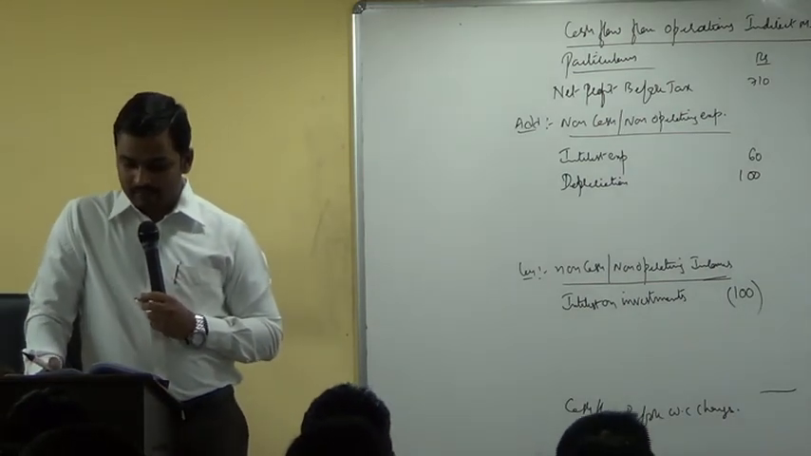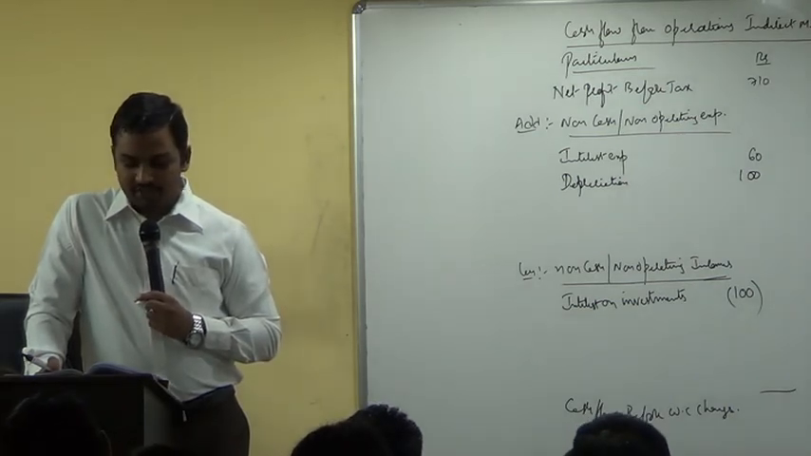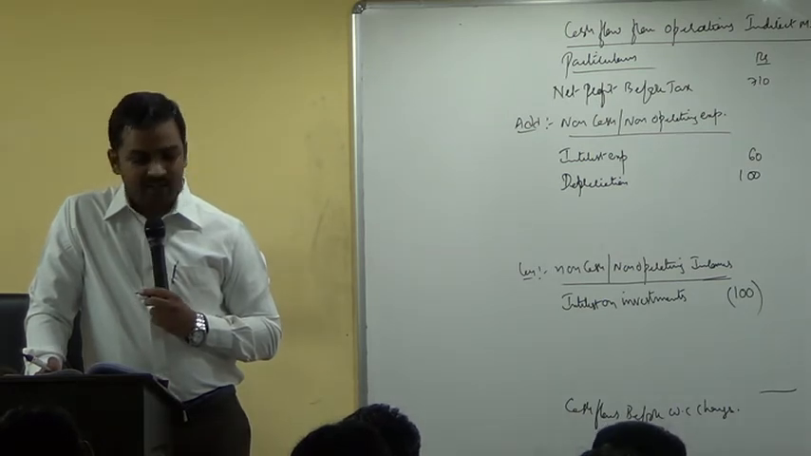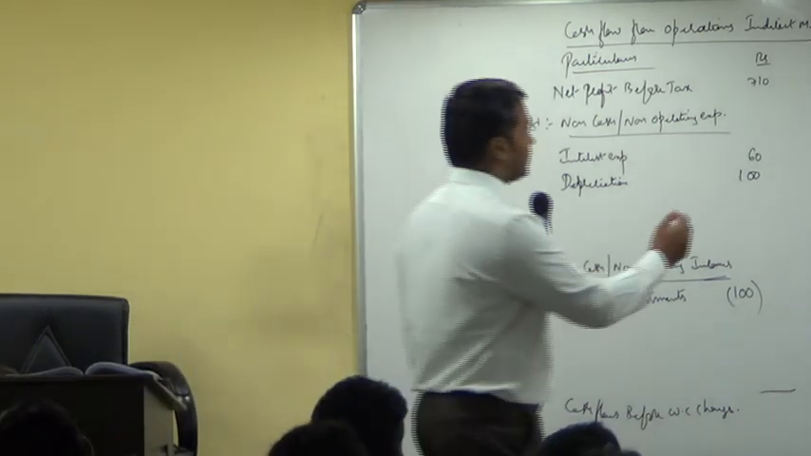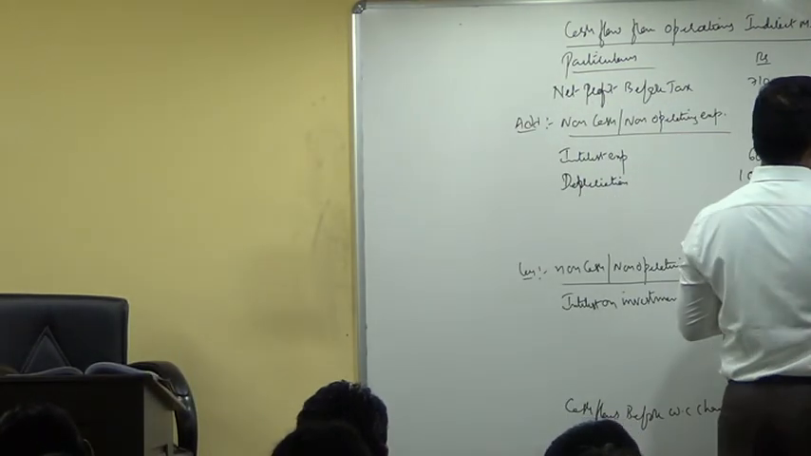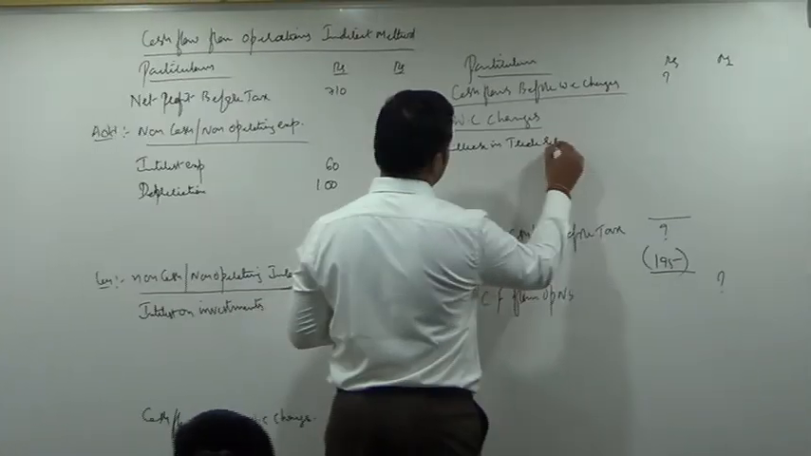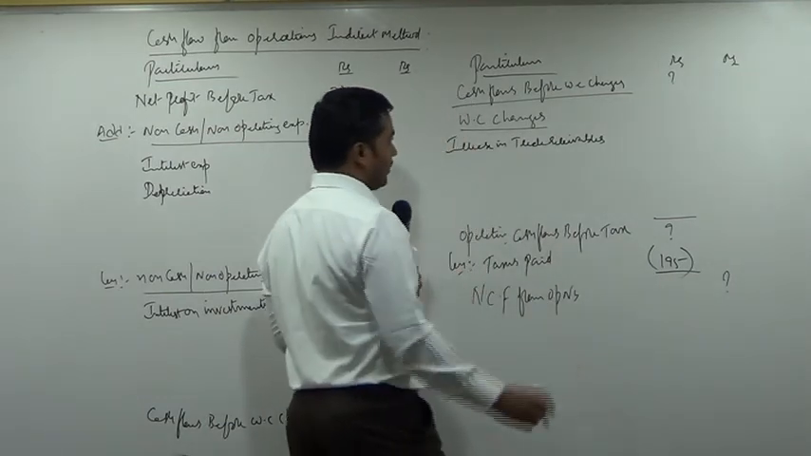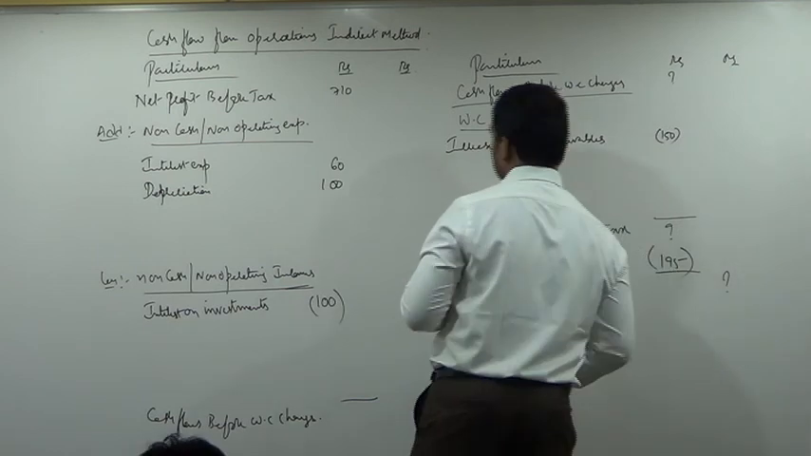Trade receivables. Let's show the working capital changes. Trade receivables 250 and 400. There is an increase in trade receivables. Increase in trade receivables is what? How much? Outflow.